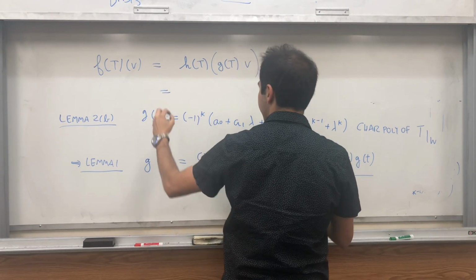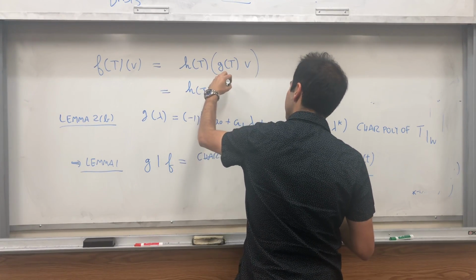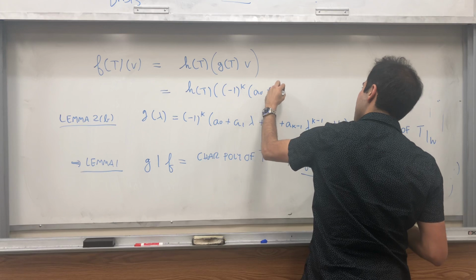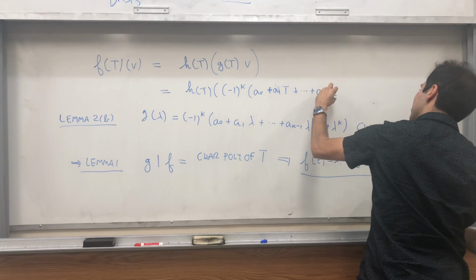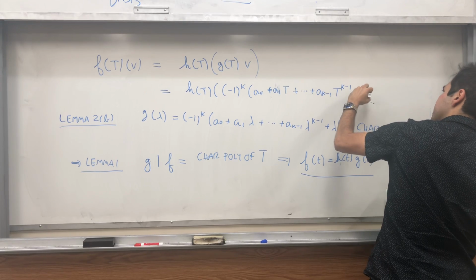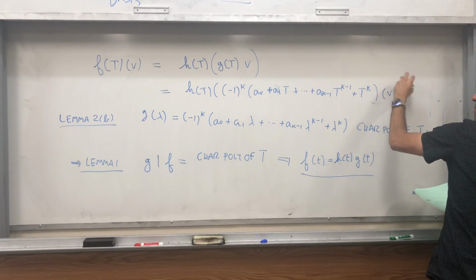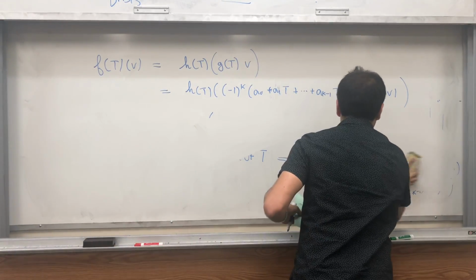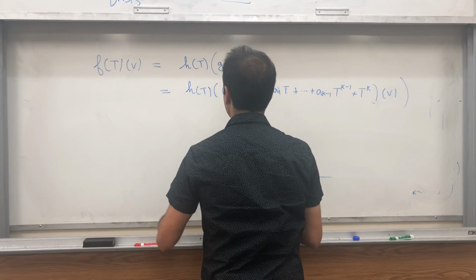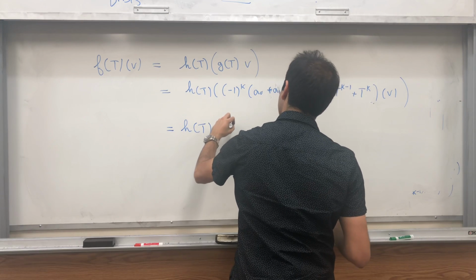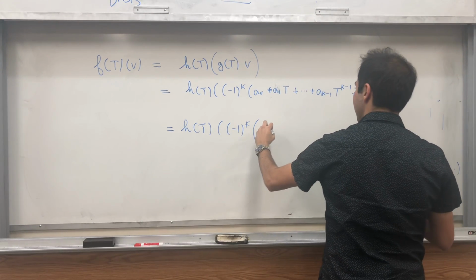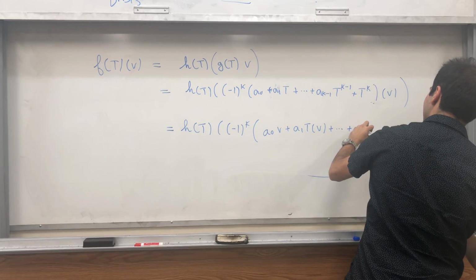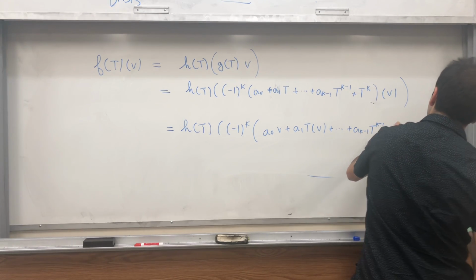But g is this thing, so it's h(T) times (-1)^k (a0 plus a1 T plus dot dot dot plus a_{k-1} T^{k-1} plus T^k) applied to v, and lo and behold, we get what we want, and that is h(T) times (-1)^k, and then basically a0 v plus a1 T(v) plus dot dot dot plus a_{k-1} T^{k-1}(v) plus T^k(v).